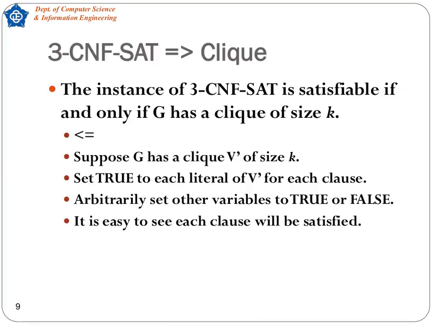Now, to prove the if direction, assume G contains a clique V of size k. We assign true to each literal represented by the vertices in V, and we can set all other variables arbitrarily. Because the clique picks exactly one vertex from each clause, and by construction, no two vertices represent complementary literals, each clause has at least one true literal. Therefore, every clause is satisfied, and the original 3-CNF formula is indeed satisfiable.